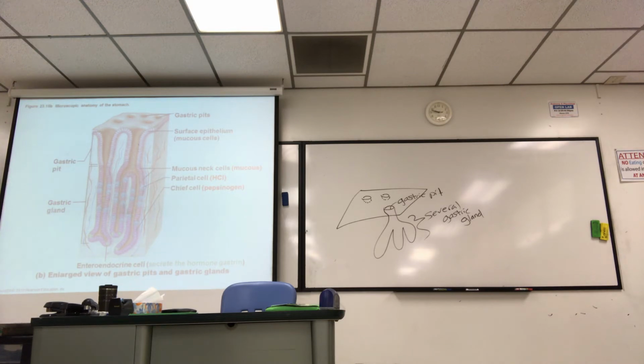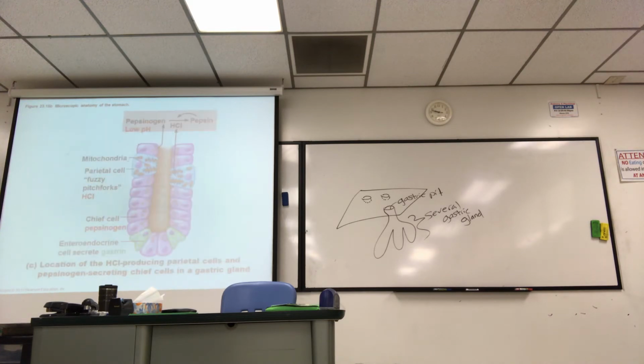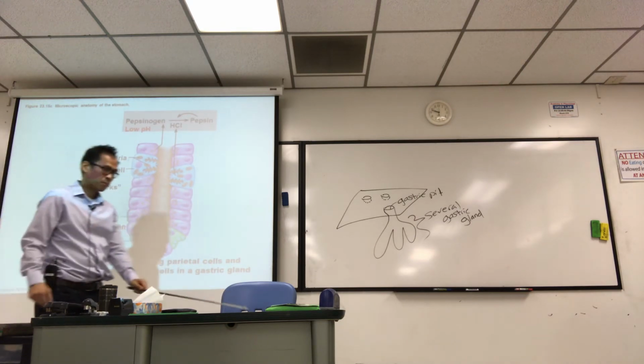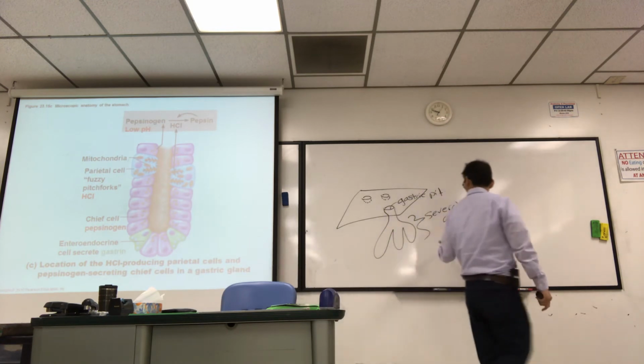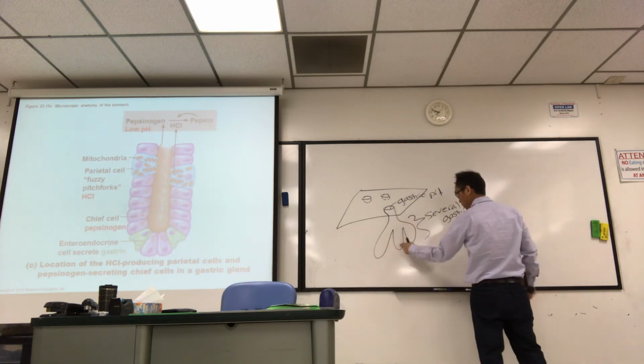So let's look at a closer up view of just the gland right here. Here's the gland, and you would secrete into here. It'll pop out in the lumen. Be able to recognize these fuzzy pitchfork cells. Those are the parietal cells. Those are your acid secreting cells. So if I were to draw that cell, they're all cells in here.